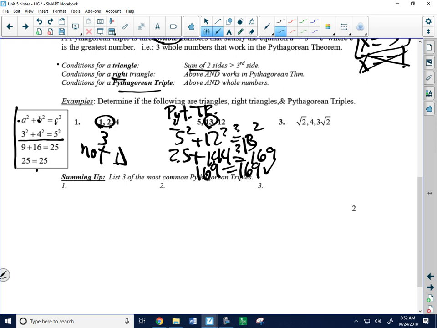Let's finish up with 3, and then I'll tell you the most common ones. So right away, this is not going to be a Pythagorean triple because square root, not whole numbers. But it still could be a right triangle. It can still work. So let's try it out. Square root of 2 squared. It is in order, by the way. 4 is the next one. And then 3 radical 2 is the largest number.